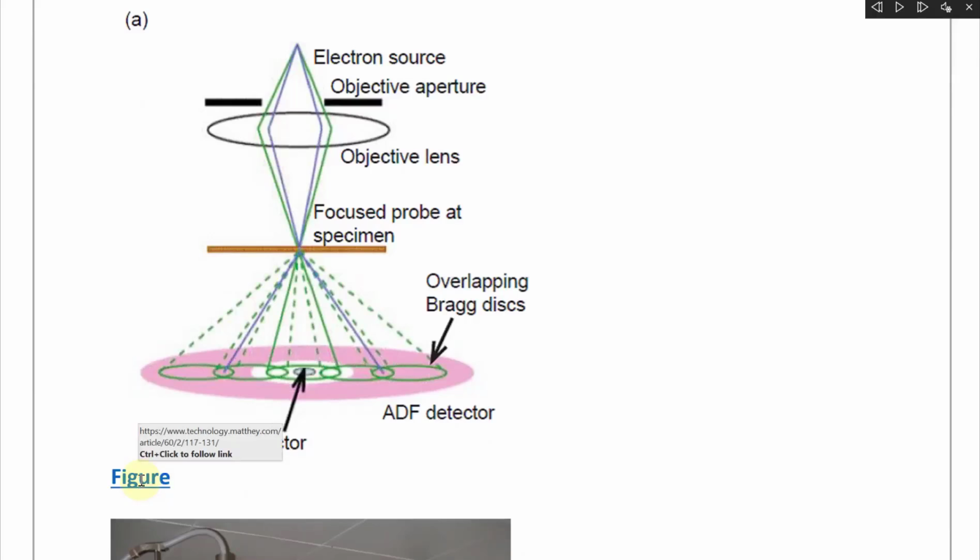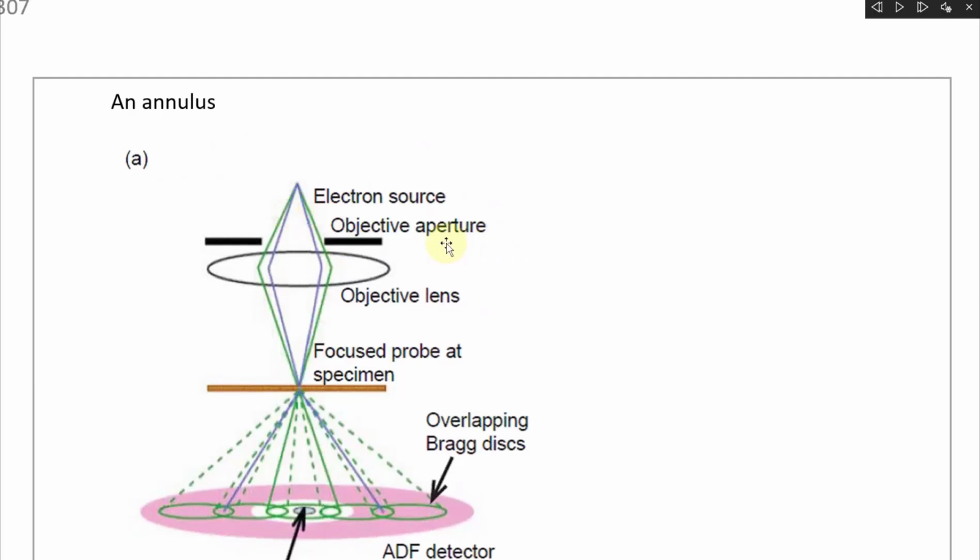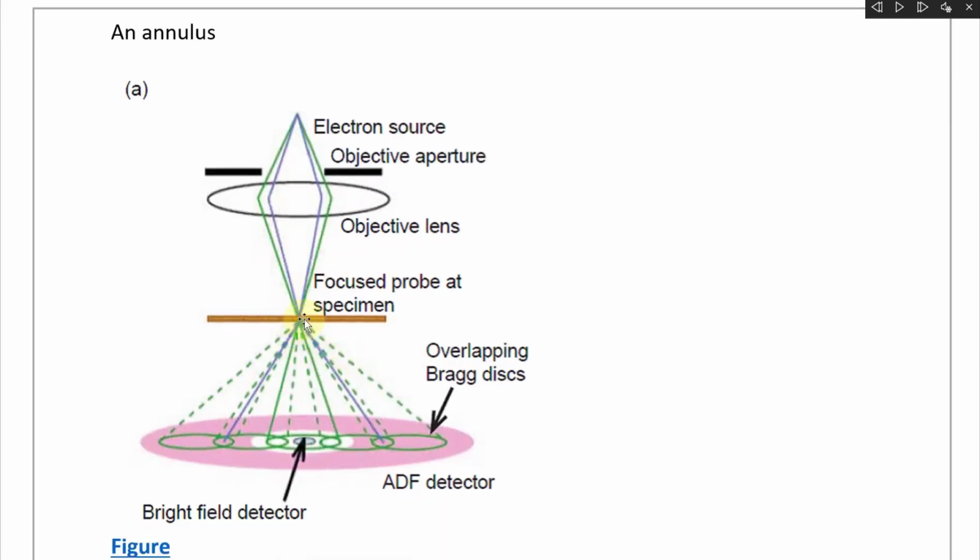This is a transmission electron microscope, from technology.mate.com. What you have is an electron source, and then the objective aperture. An aperture is just an opening there, and there's the objective lens, and it bends the light, so it focuses at a specific spot, a focus probe at the specimen. And then it goes through the specimen, so you're transmitting through it, and it's going to shoot out this way and diffract around the object, and then you're going to have two setups here.